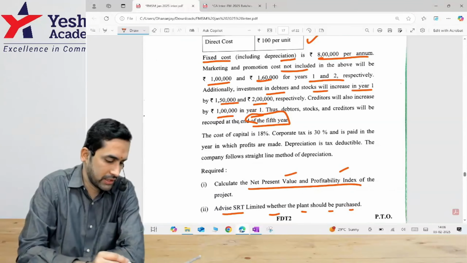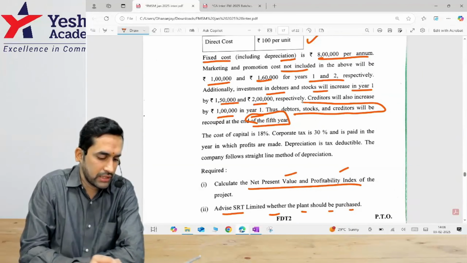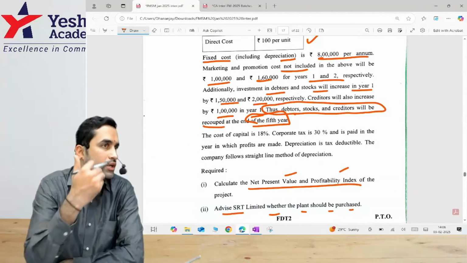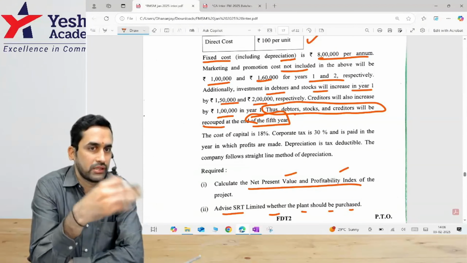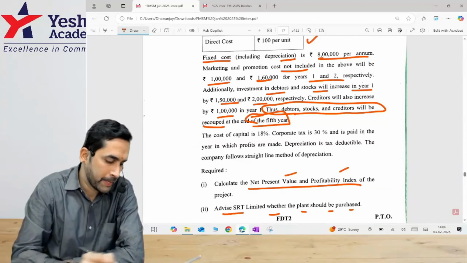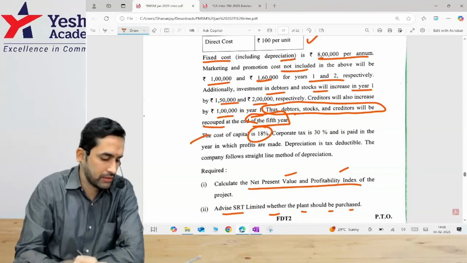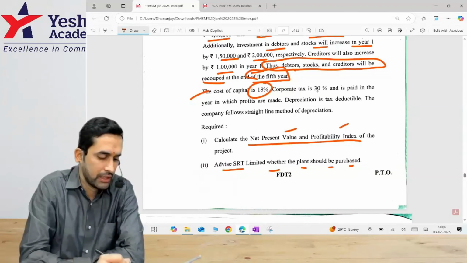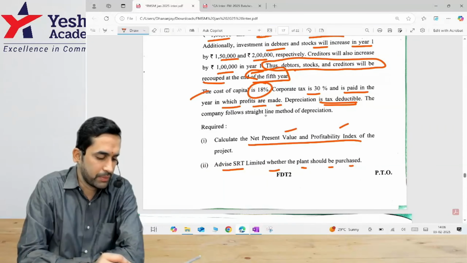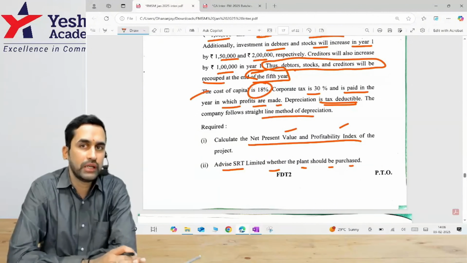And here what did they say? Look at this. Thus all these current assets will come back to you at the end of year 5. So initially you invest, cash outflow, year 5 you get it back. Cost of capital is 18%. This is for your discounting rate. Tax rate is given and is paid in the year in which profits are made. Depreciation is allowed under tax law and company follows straight line method of depreciation.